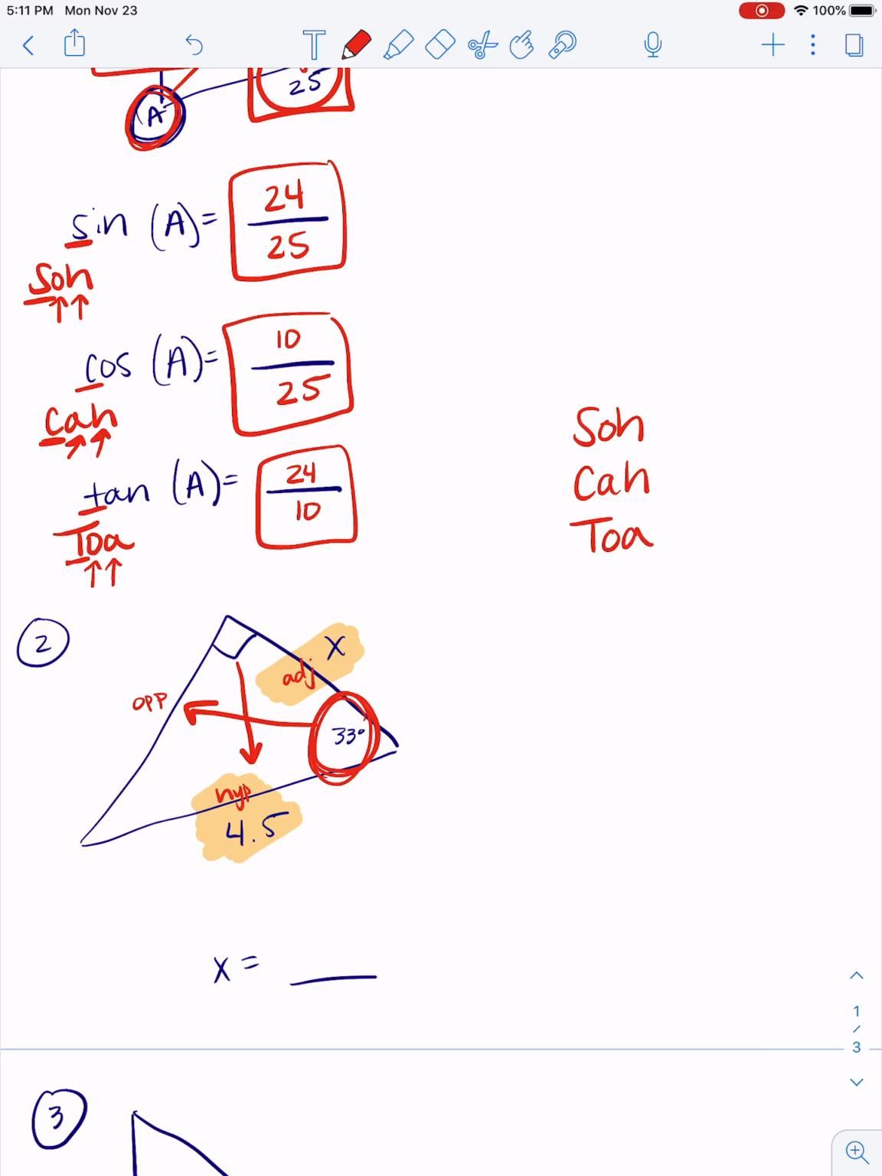SohCahToa. Do you want to go on there? Okay. Sorry. It's okay.